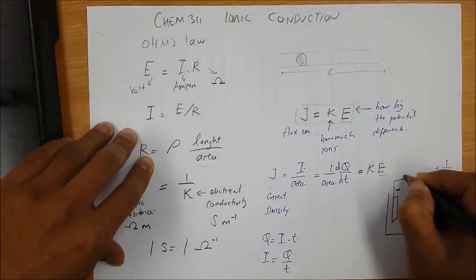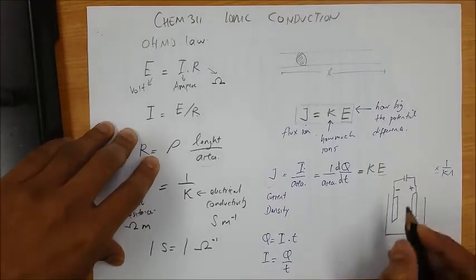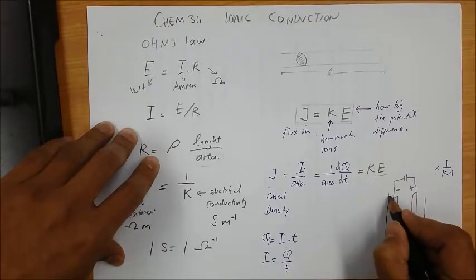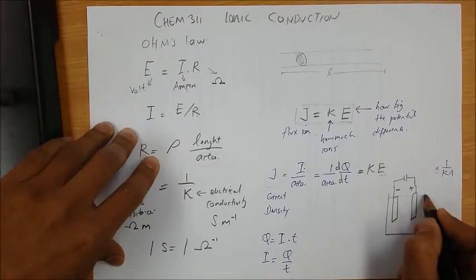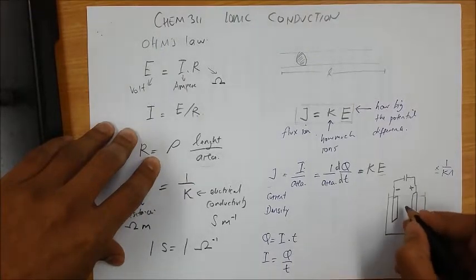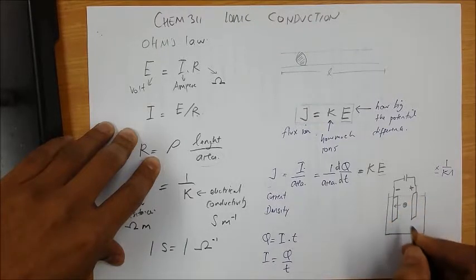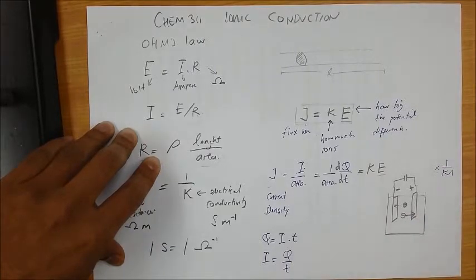Okay, you connect this to a power supply. So the ions inside the container will respond to the electrical field. The positive ions will move to the negative electrode, and the negative ions will move to the positive electrode.